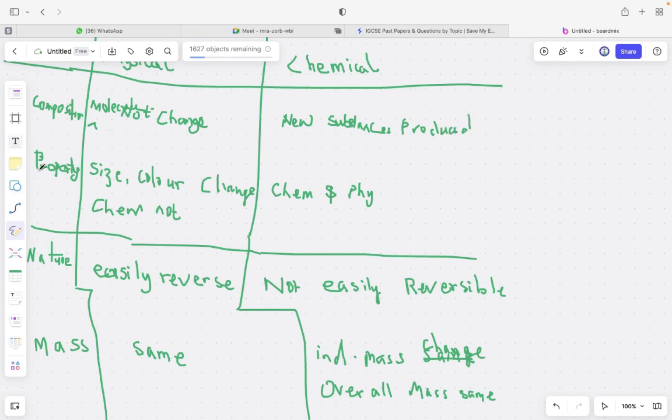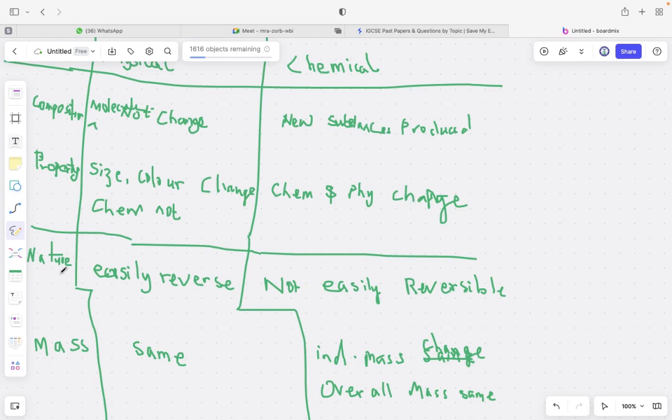Now we look at them in terms of their properties. For physical change, the physical properties, like size and color, may change, but the chemical property of the composition will not change. In chemical change, both the physical and the chemical structure of the compound or molecule will change.